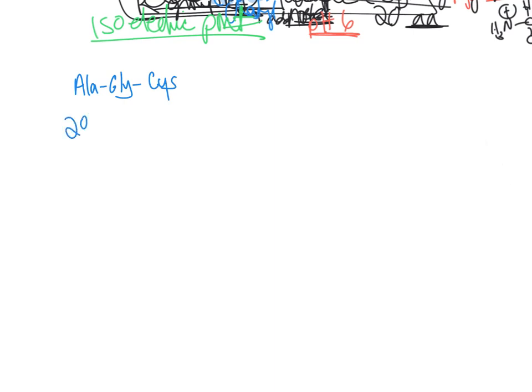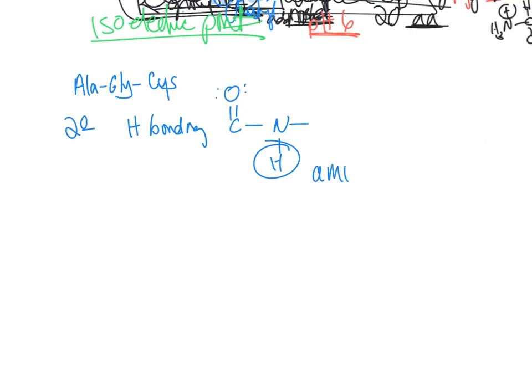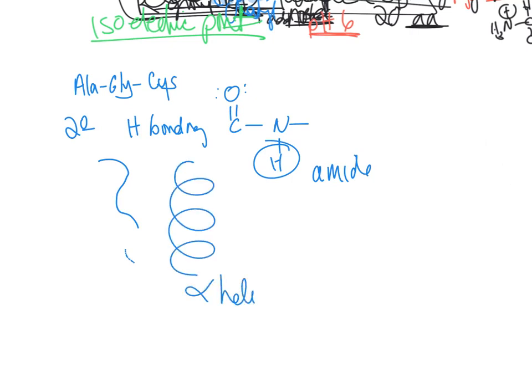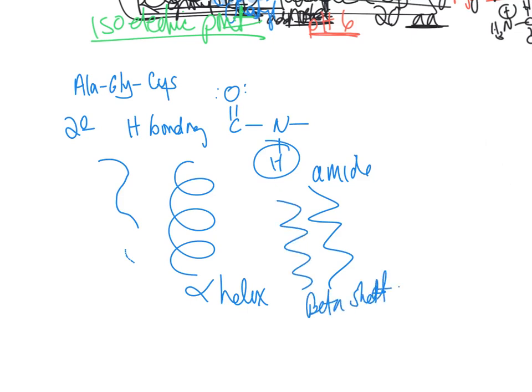For secondary structure, it's the hydrogen bonding between the carbonyl oxygen and the NH bond of the amide. And you're going to get two kinds of structures. You get a thing called the alpha helix, and then you also get a thing called beta sheets. Okay, so look in your slides and know that, and look at those structures and know that it's the hydrogen bonding that is the secondary structure.